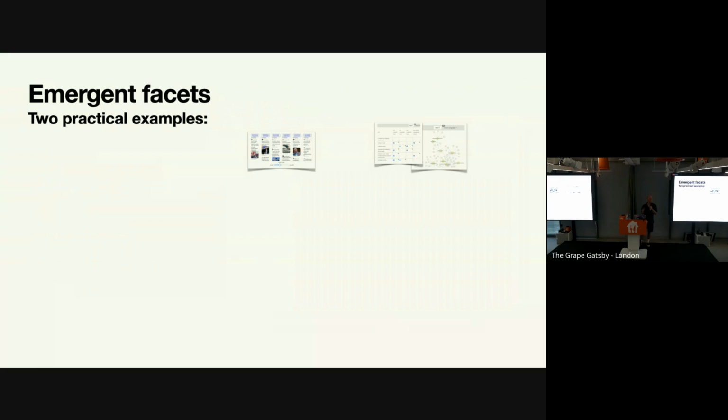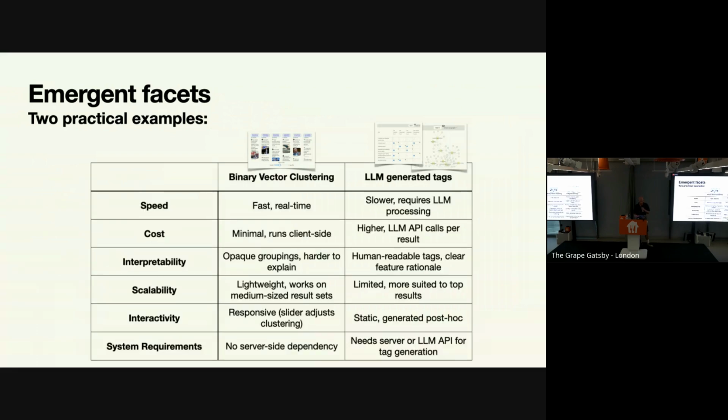Optionally, a third example, which I haven't chosen to show here, is an older one. The two newer ones that I've been playing with recently are binary vector clustering and LLM generated tags. We'll dive down a bit deeper into how these things work. But just at a high level, to compare the two techniques, I would characterize binary vector clustering as fast and cheap.